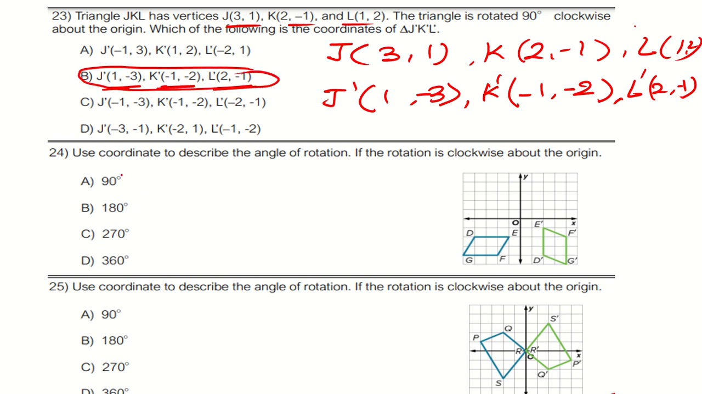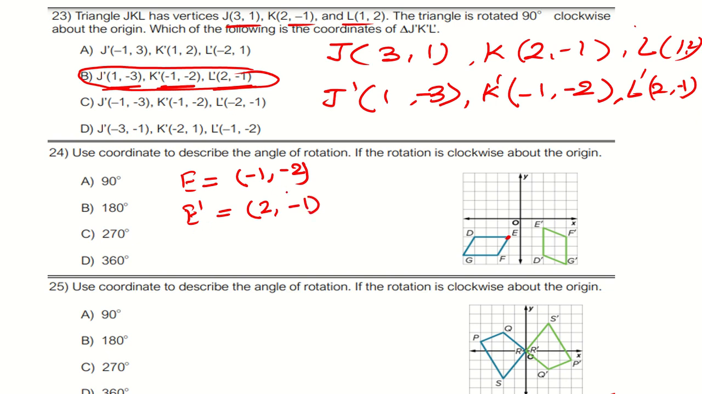Okay. Now use coordinates to describe the angle of rotation if the rotation is clockwise about the origin. So here you have to write the coordinates. So see, what is the coordinate of E? I will check only for one coordinate, no need to waste time. E is: value of x is -1 and value of y is -2. And what is the coordinate of E'? E' is: coordinate of x is 2 and coordinate of y is -1.